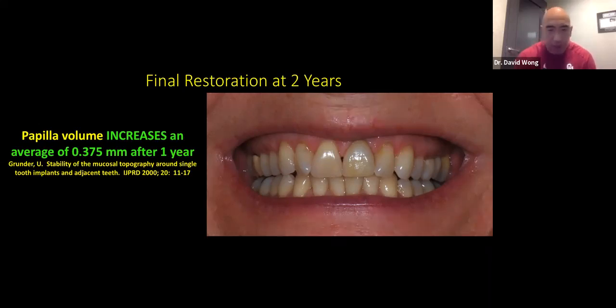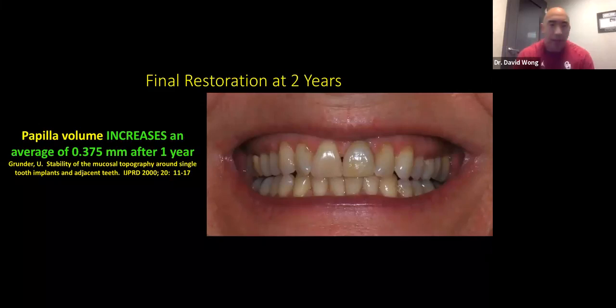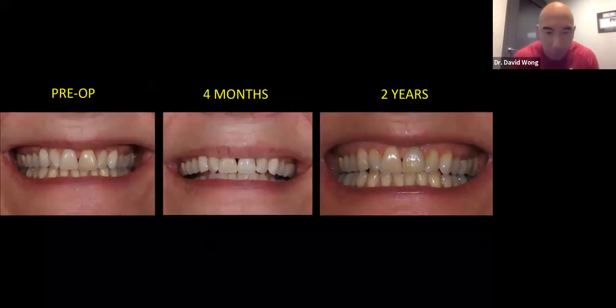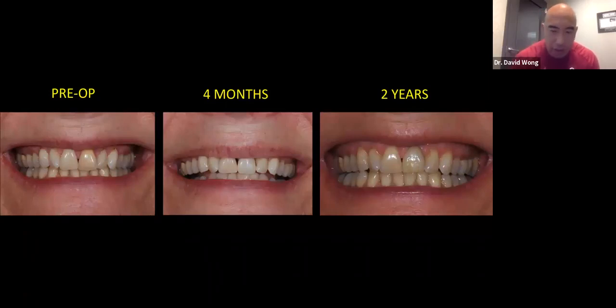So the lesson here is to take our dentist cap off and try not to fix things immediately and just give it time. It's really hard for us as dentists to be patient and to give things time, but this is something that it's going to require. So if you look from pre-op to 4 months, where we have the big black triangle, to 2 years, you can tell that even though she's smiling even bigger, aesthetically we're in a pretty decent situation.